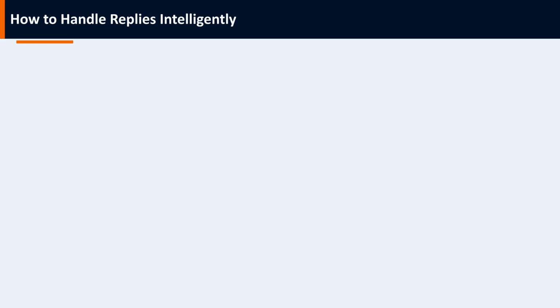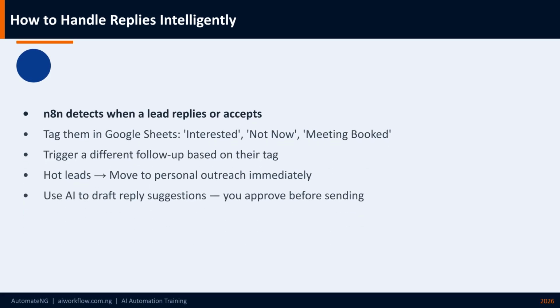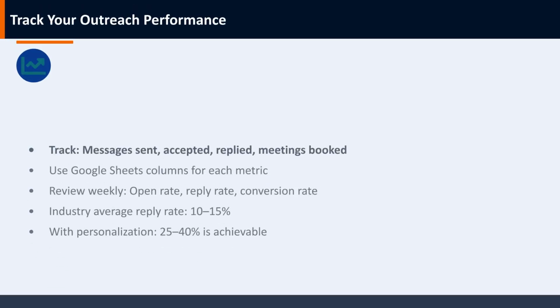When someone replies, the automation detects it and updates the lead status in Google Sheets, marking them as interested or not now. Hot leads are moved to personal outreach. You can use AI to draft suggested replies, which you should always approve before sending. What gets measured gets improved.